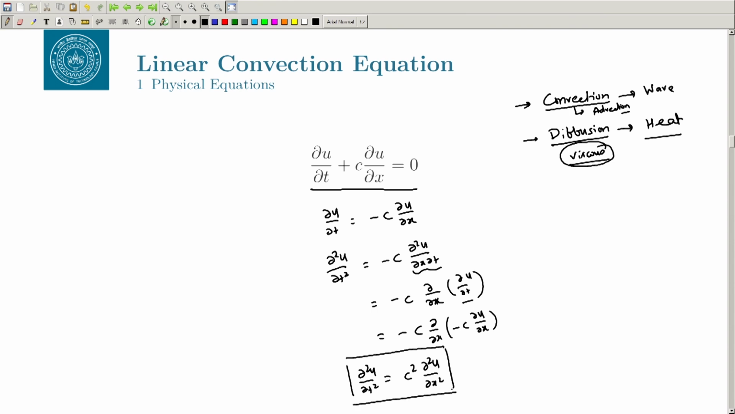So, this is the first order and this is the second order, but both represent the wave equation, okay, or basically the propagation of wave in a medium.